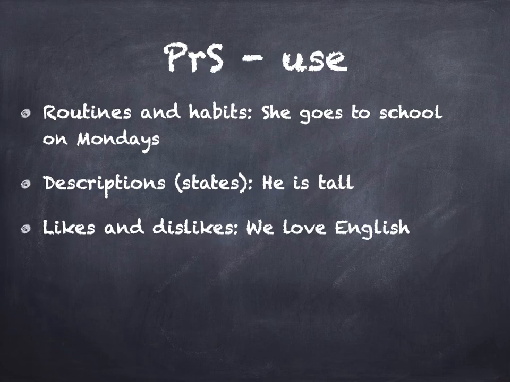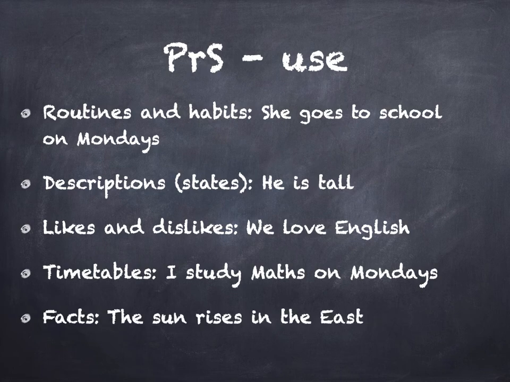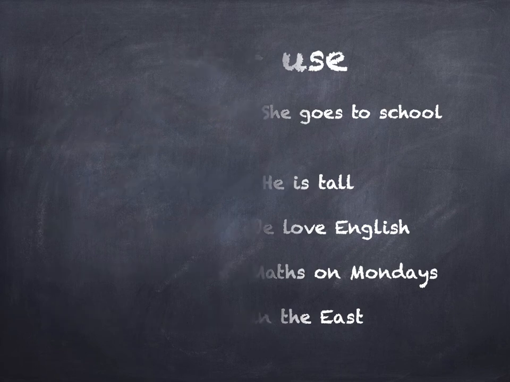For likes and dislikes, we love English, for example. For timetables. Timetables are events that are repeated once and again. So I study maths on Monday, for example. And for facts that do not change. The sun rises in the east, for instance.